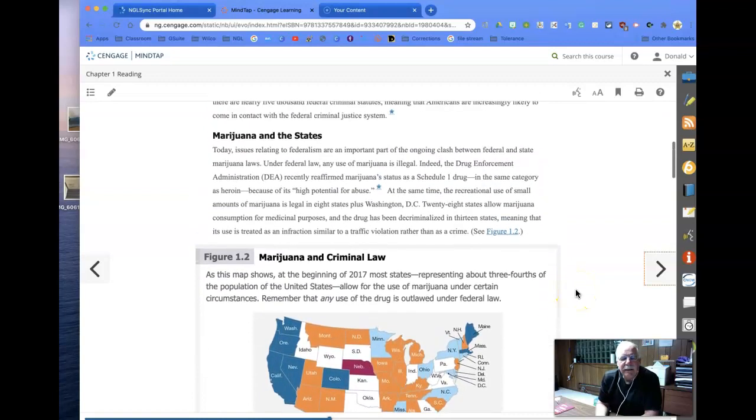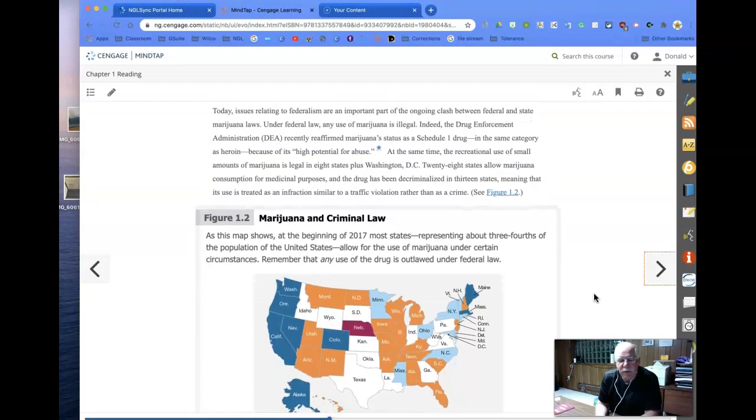For example, I'm 99% positive that marijuana is legal for recreational use in many states. This map is showing us back from 2017, but more states have legalized recreational use of marijuana since that time. But the reality of it is it's still a federal law. Federally, you cannot possess marijuana. So we can see that we have some kind of conflict sometimes.